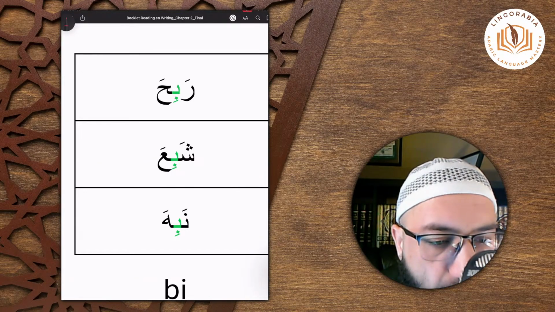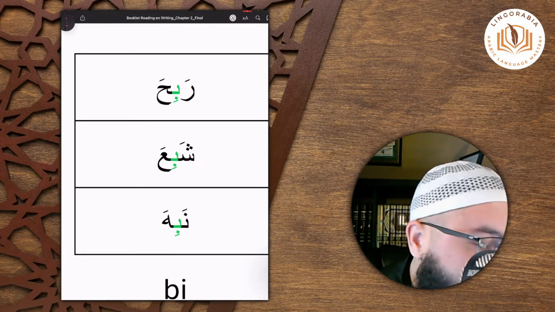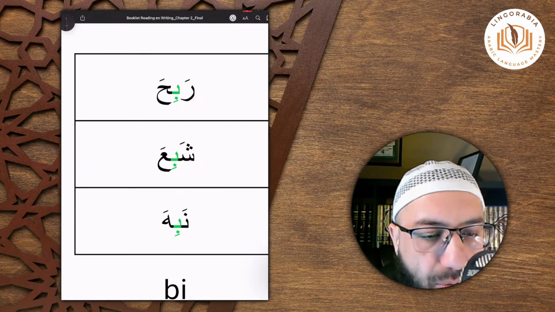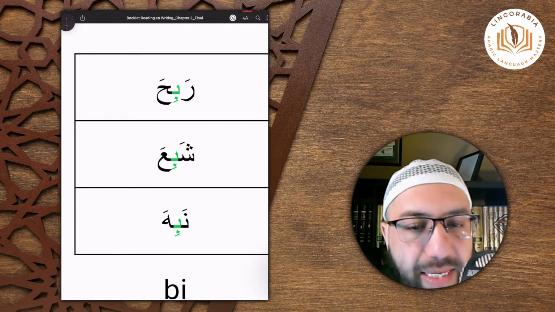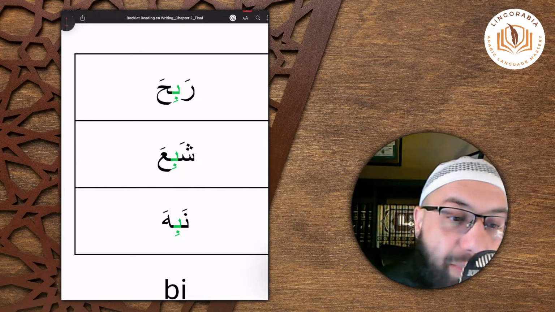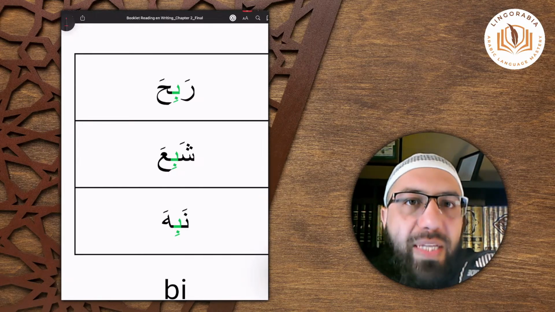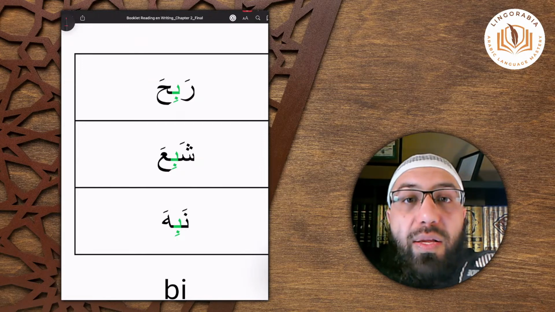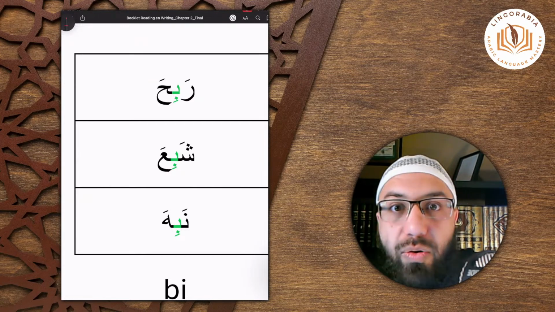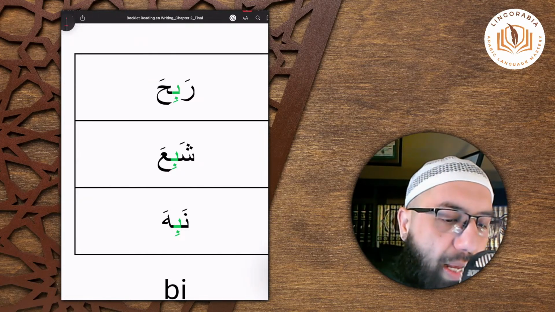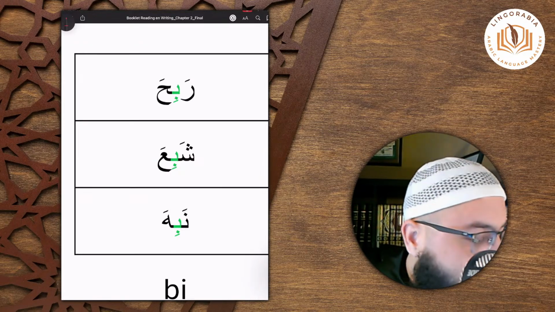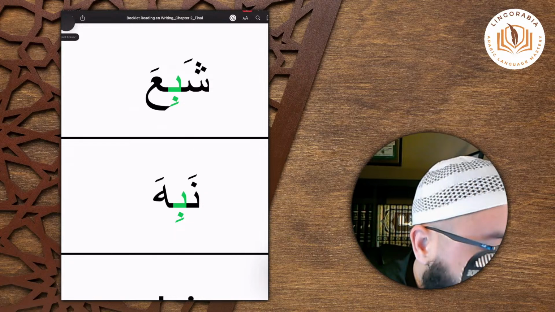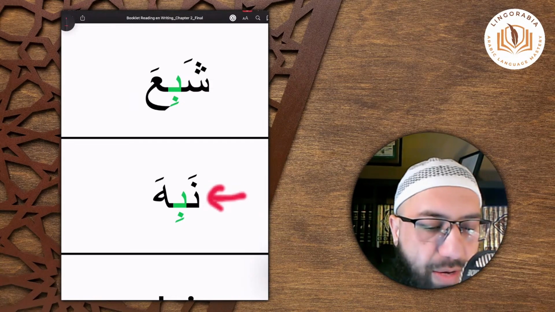How do you know it's a noon and not the dhal? How do you know it's a noon and not a dhal, guys? You missed the previous sessions. That's the problem. Before we went into the vowels, we covered all the letters in isolated form and in connected form. Now, guys, the students who attended, my question is to you: why is this a noon and not a dhal? I want an answer now from you guys.